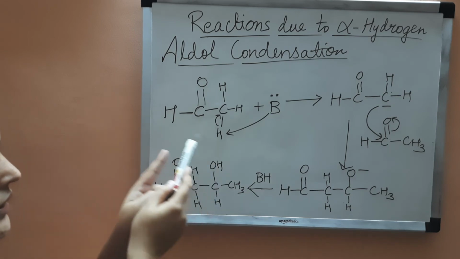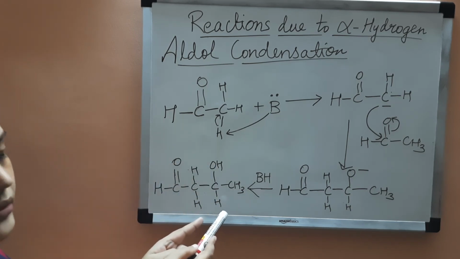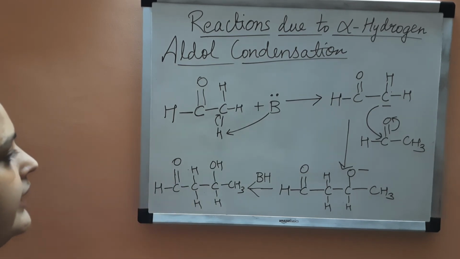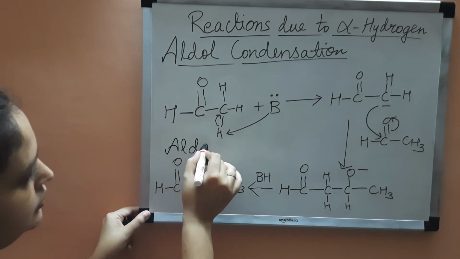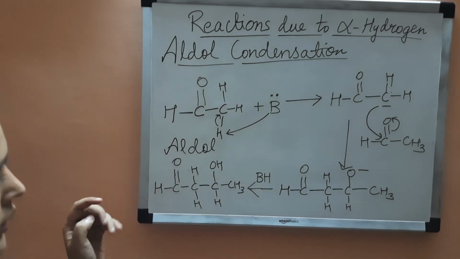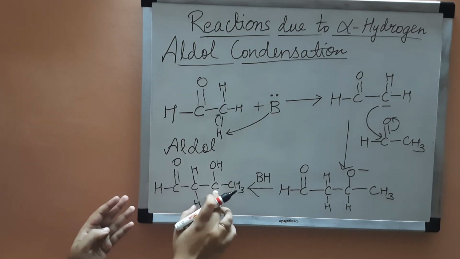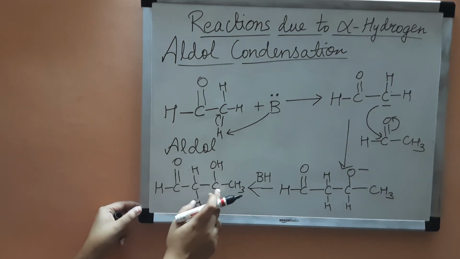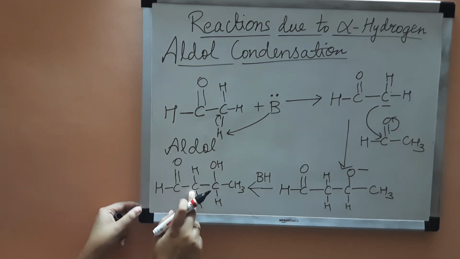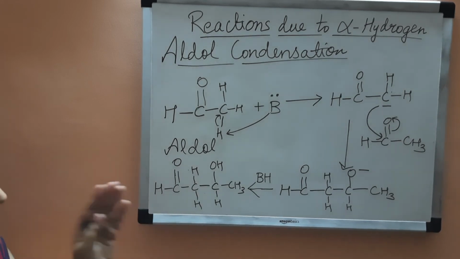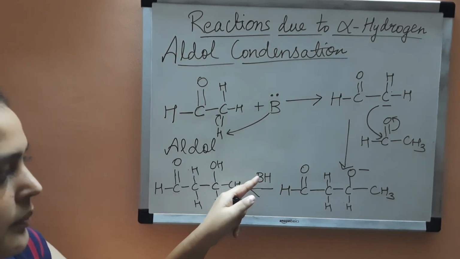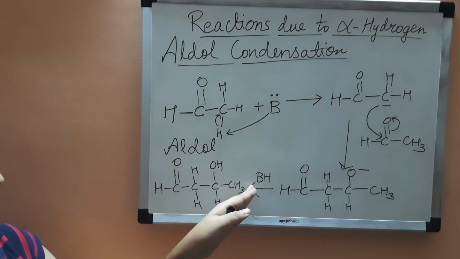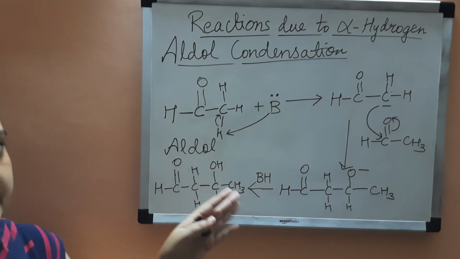And you will get a beta hydroxy aldehyde as your product, that is aldol. So this is your aldol product because it has beta hydroxy and aldehyde. This is the aldehyde part and this is beta hydroxy because it is at the beta carbon atom. This is the alpha carbon, this is the beta carbon, and this is the aldehyde. So this is aldol. And you will get your base back as it was earlier, because the hydrogen has been removed from the base. That is why this base is acting as a catalyst here.